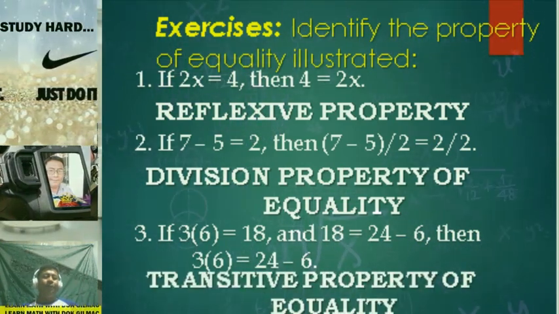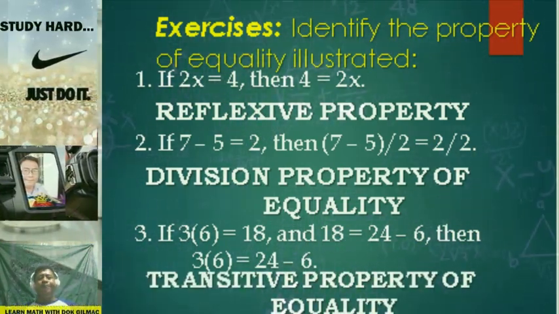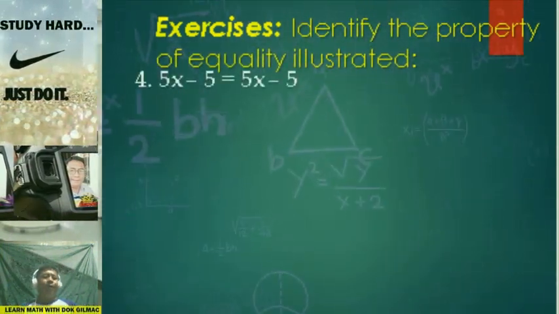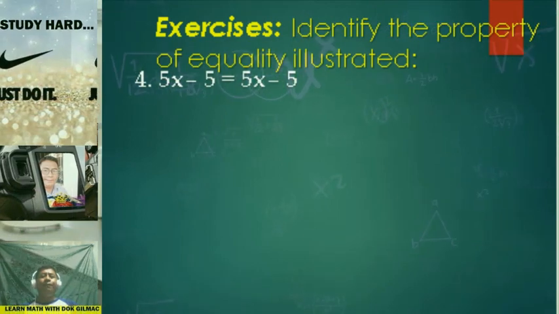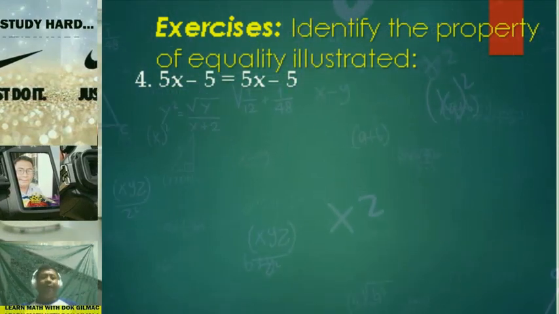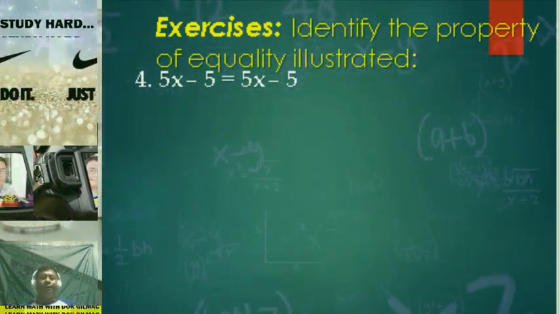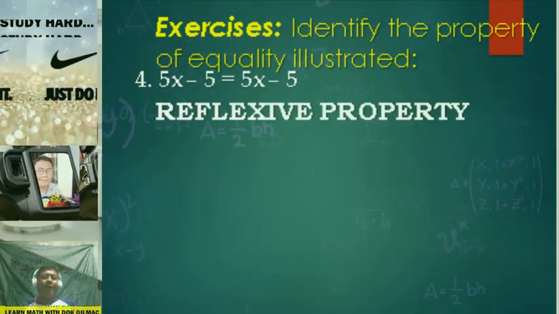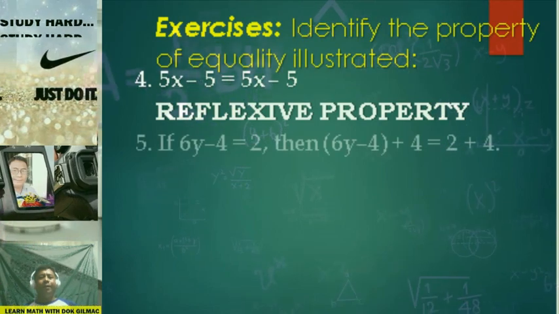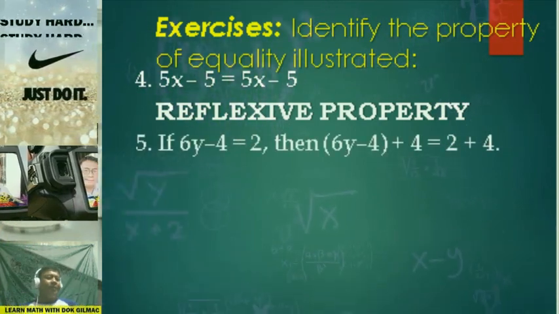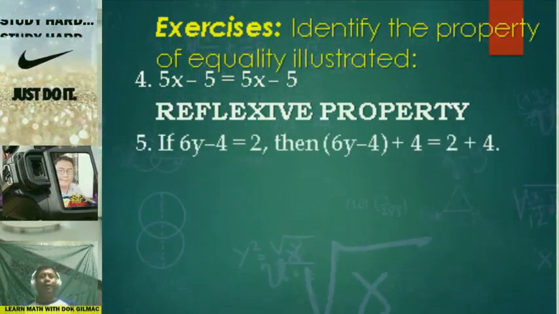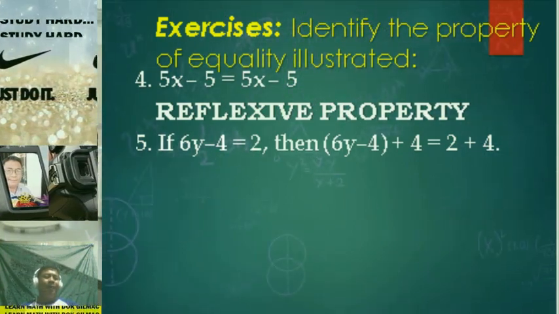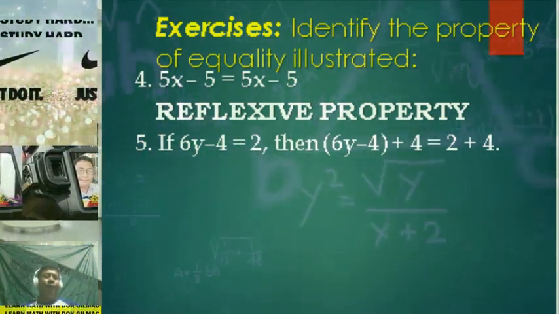the transitive property of equality. Number 4. 5x minus 5 is equal to 5x minus 5. This is simply the reflexive property.